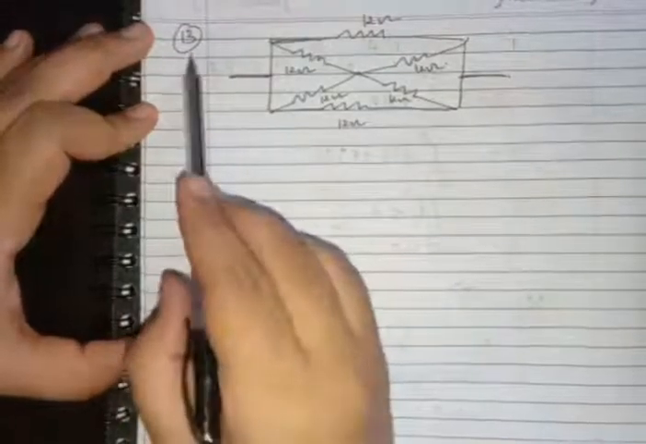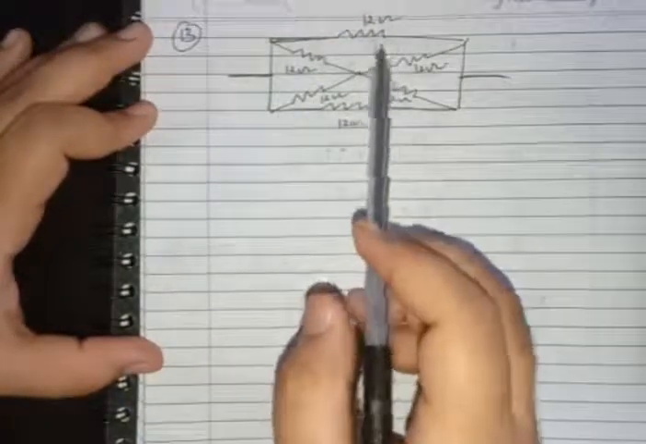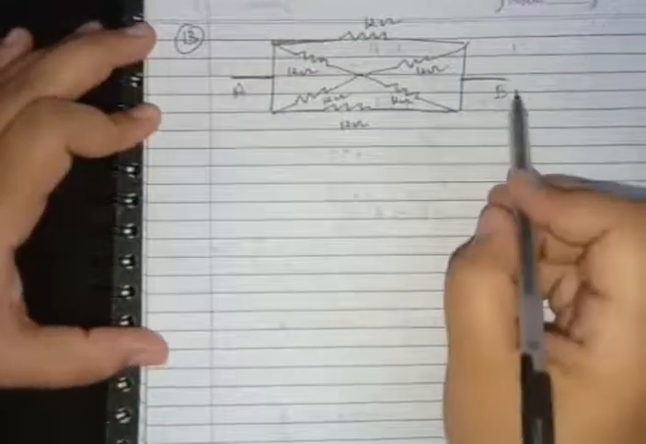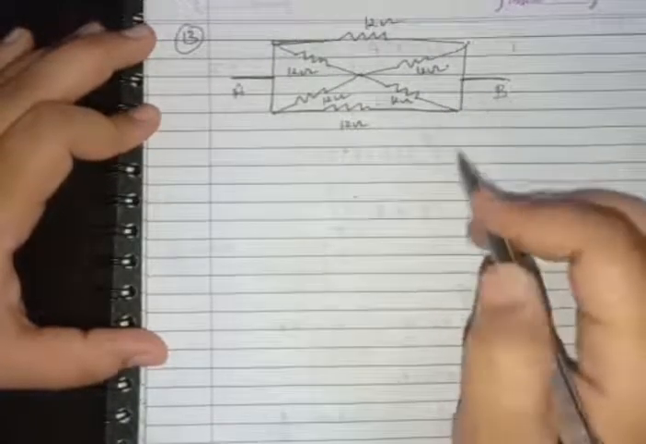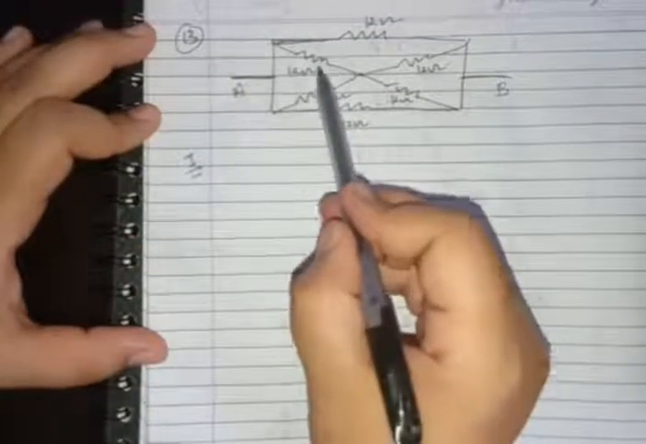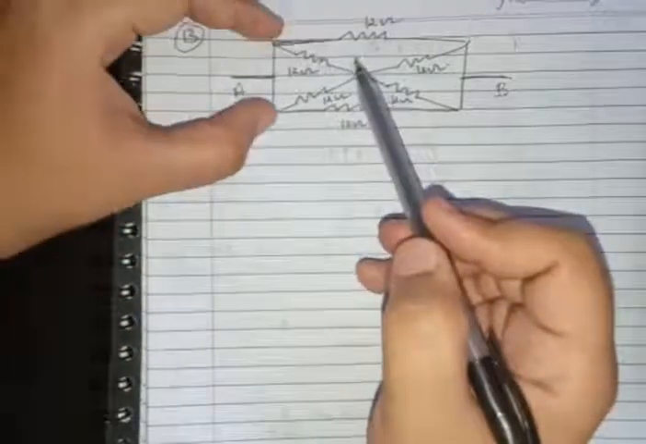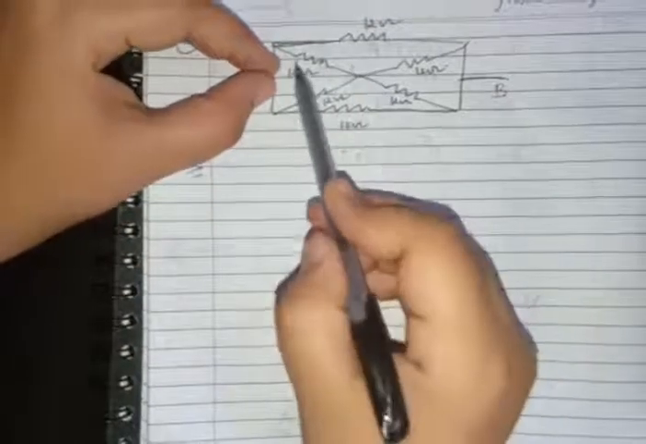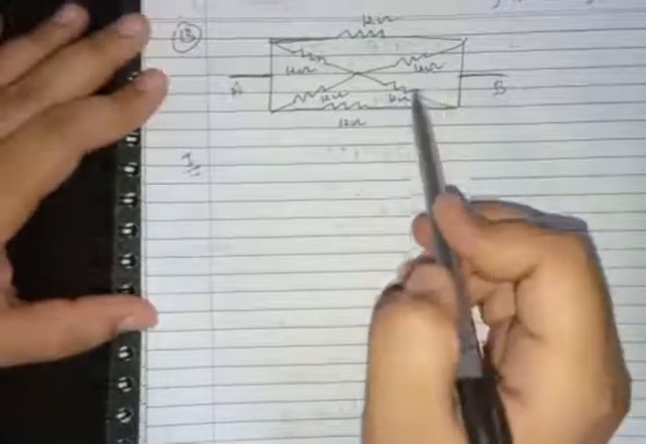In question number 13, 6 resistances, each of value 12 ohm, are connected as shown in the figure. We want to find the equivalent resistance between A and B. We can solve this question by two different methods. First method, this 12 ohm and 12 ohm are in parallel. If we combine these two wires, we can see these two are in parallel. Same way, these two are also in parallel.